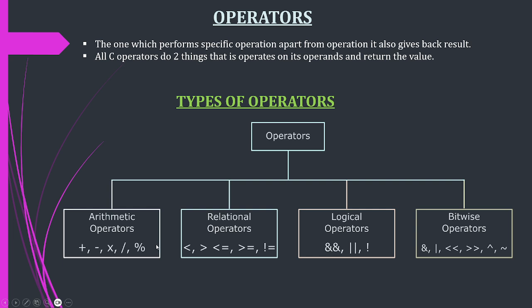In arithmetic operators, we can do addition, subtraction, multiplication, and division and so on. In the relational operators, we have greater than, equal to, and less than or equal to. In logical operators, we have the OR operator and the AND operator. Bitwise operators include greater than and less than.